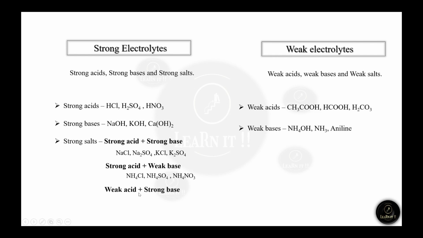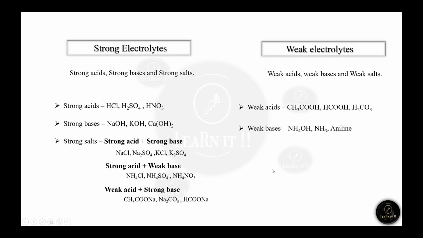Salts of weak acid and strong base are also strong salts. Examples: sodium acetate, sodium formate, sodium carbonate. Sodium carbonate, washing soda, is a strong electrolyte because it is made up of strong base and weak acid. So these all are strong electrolytes when they are dissolved in water.